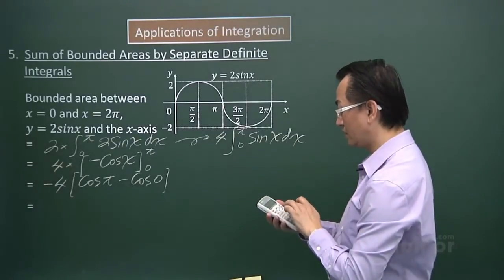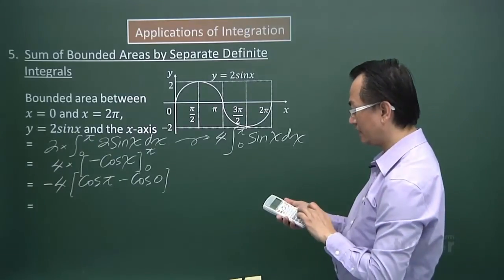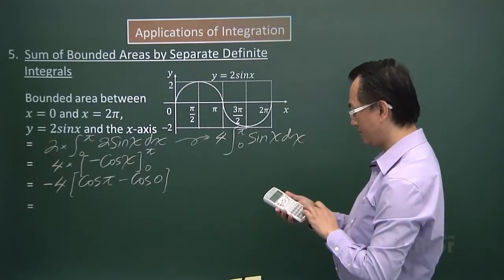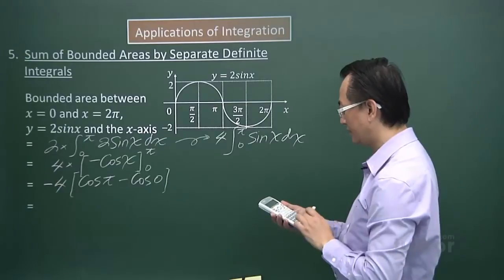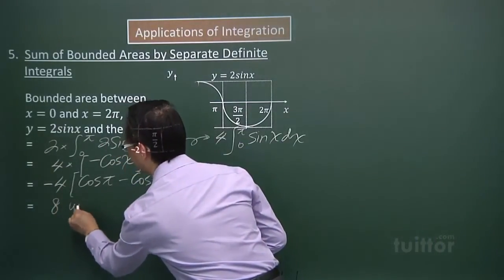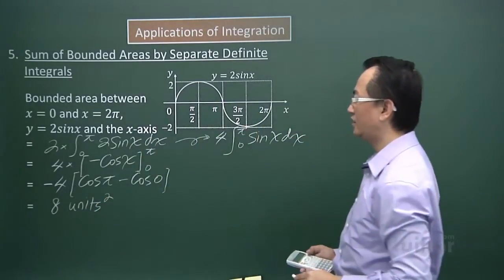Change the mode to radian mode. So negative 4 times cos pi minus cos 0. I will have 8. Units squared.